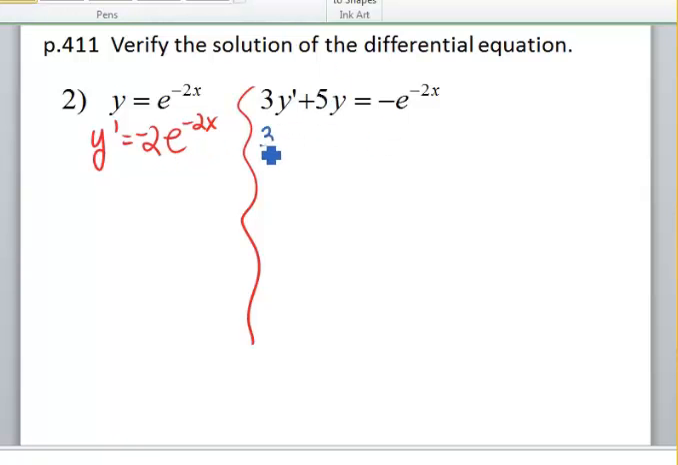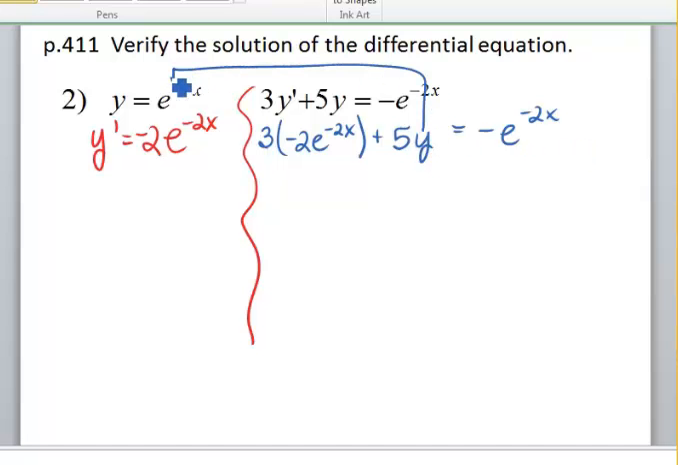So I have 3 times negative 2 e to the negative 2x, and again all I'm doing is making substitutions in here, and then I have plus 5y equals negative e to the negative 2x. Now I can't really solve any types of equations here because I have a y in here, so I need to go back and get what y is equal to. So I'm going to go ahead and simplify this at the same time. I've got negative 6 e to the negative 2x plus 5 times e to the negative 2x.